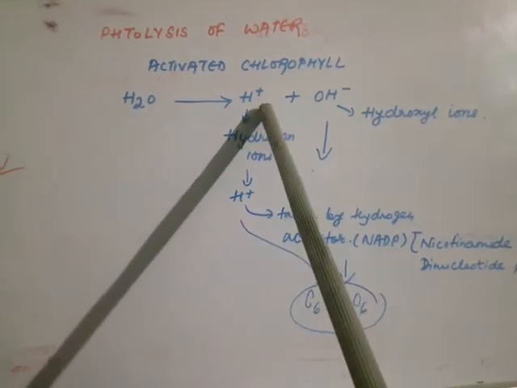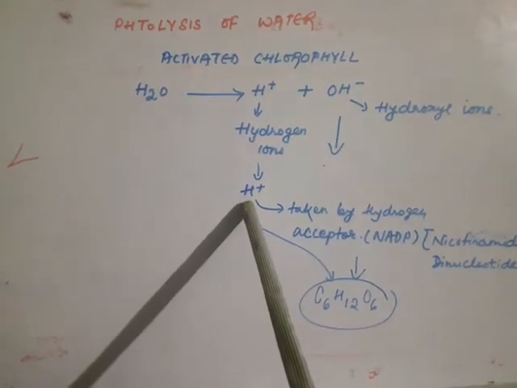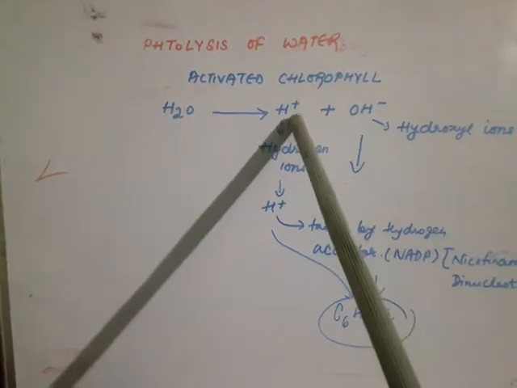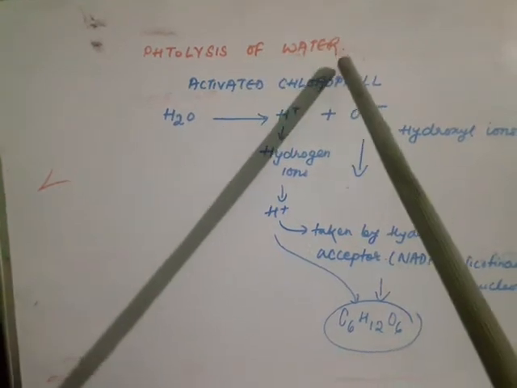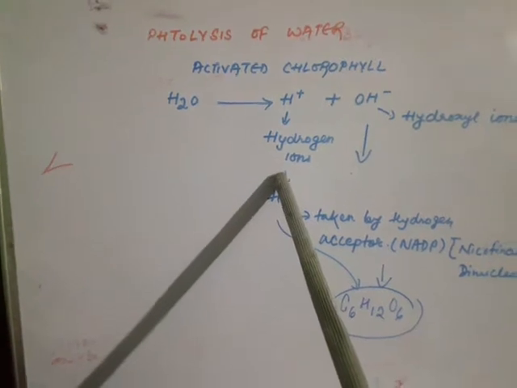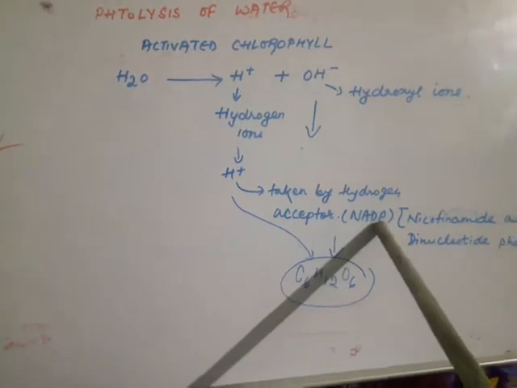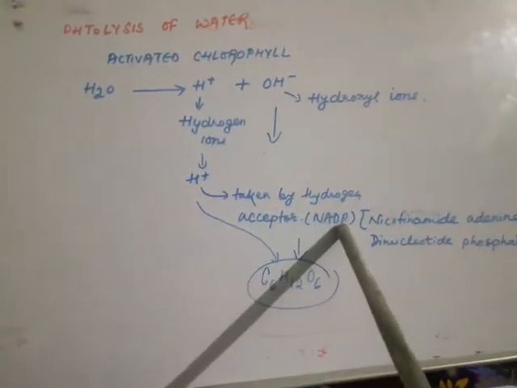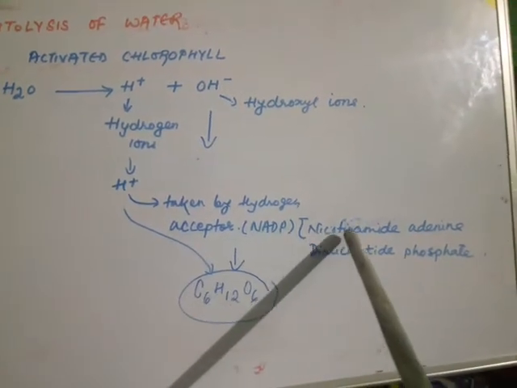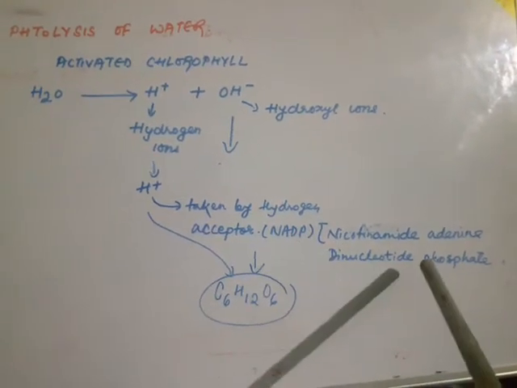Now the splitting of water molecules into H plus and OH minus is called photolysis of water. After photolysis, the hydrogen ions thus formed are utilized by a hydrogen acceptor. Especially NADP is called the hydrogen acceptor. It is already there in the leaves. The full form of NADP is: N stands for nicotinamide, A stands for adenine, D stands for dinucleotide, P stands for phosphate.